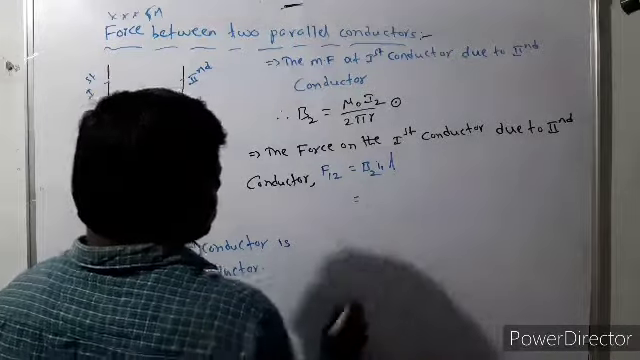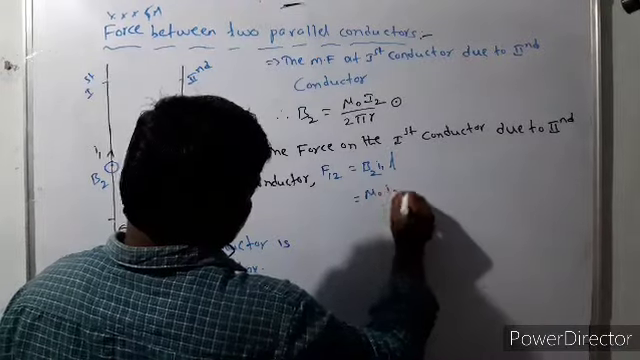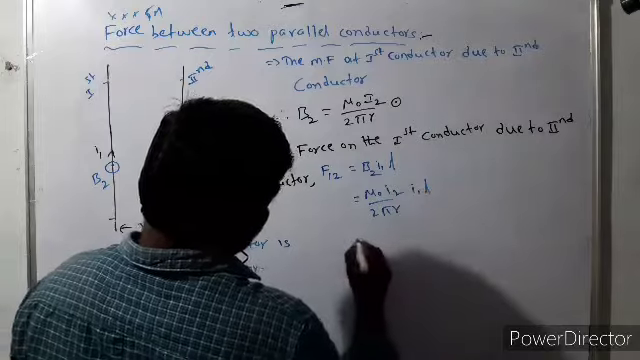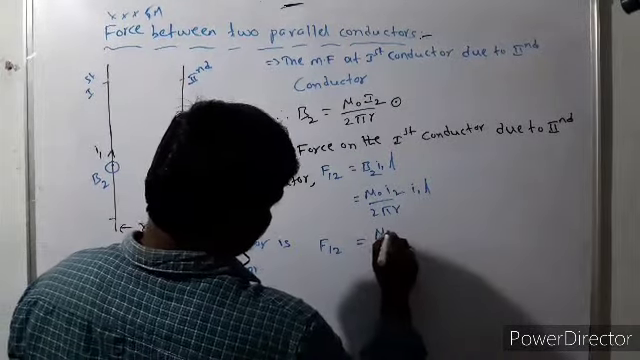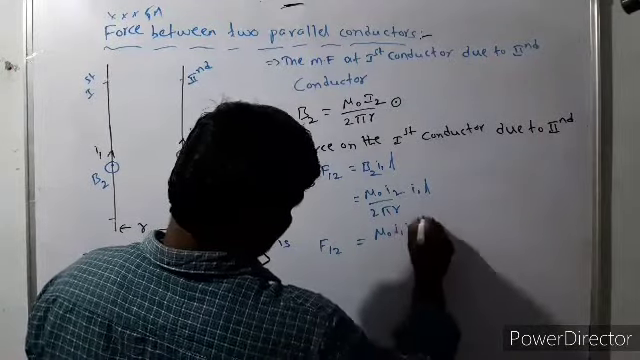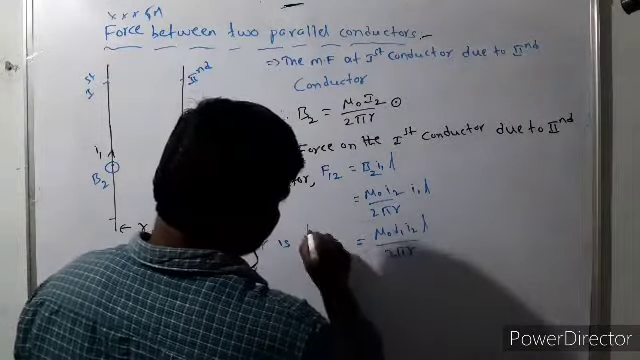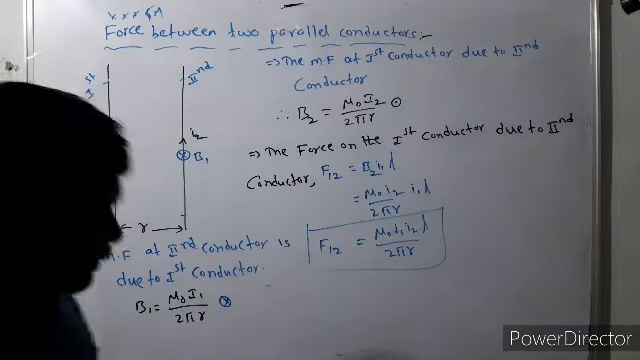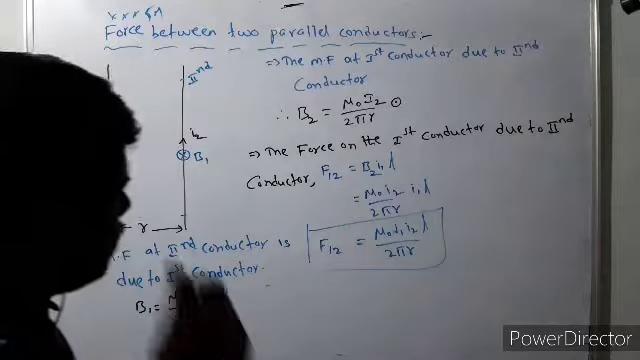Now from this we can write B2 is equal to mu naught I2 divided by 2 pi r, into I1 into L. Now finally we can write F12 is equal to mu naught I1 I2 L divided by 2 pi r. This is the force on the first conductor due to the second conductor, or due to the magnetic field of the second conductor.